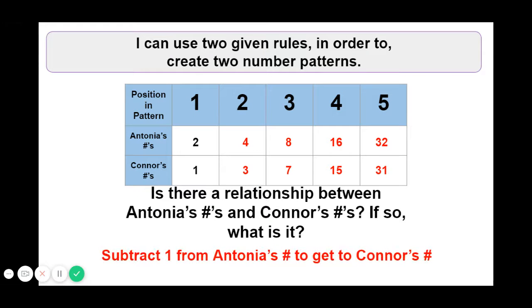There is a relationship. I just subtract 1 from Antonia's numbers, and then I get Connor's numbers. So again, 2 minus 1 is 1, 4 minus 1 is 3, 8 minus 1 is 7, 16 minus 1 is 15, and 32 minus 1 is 31.